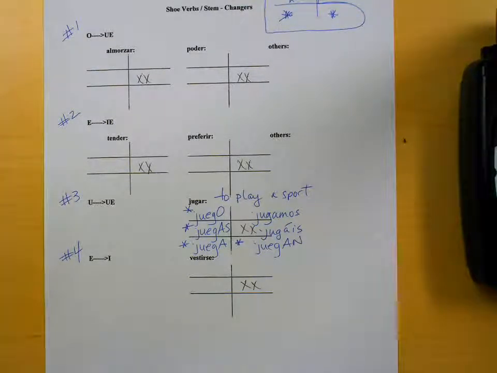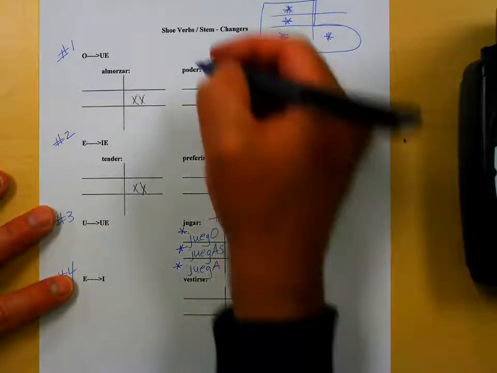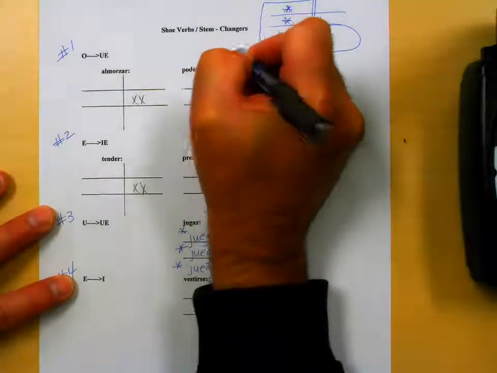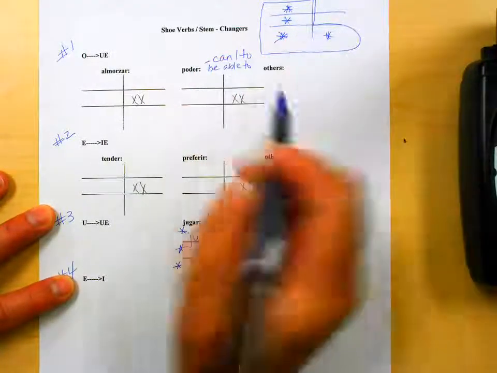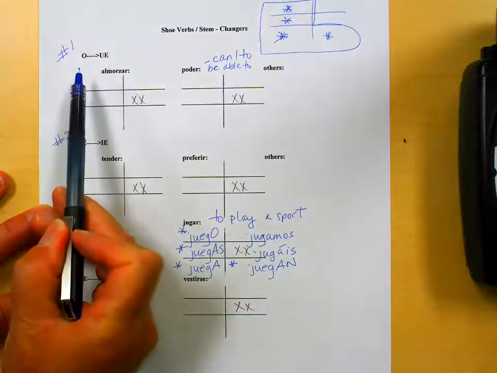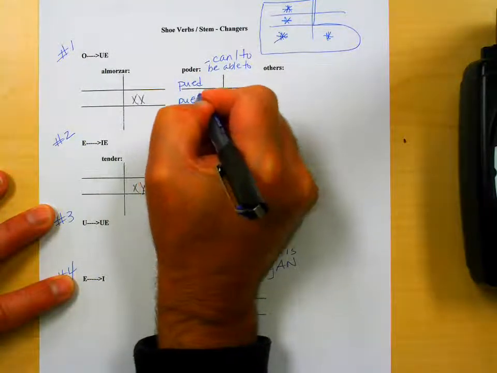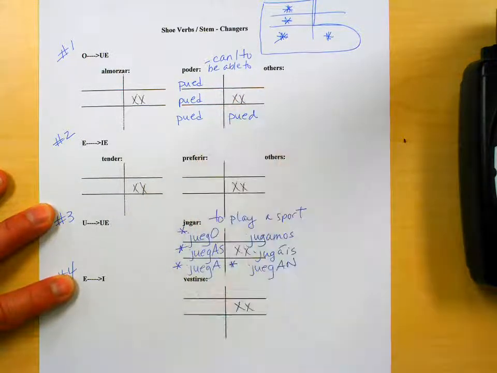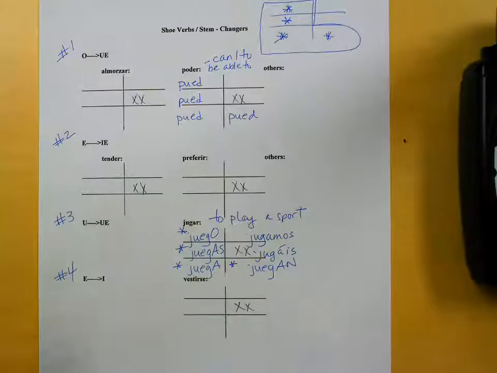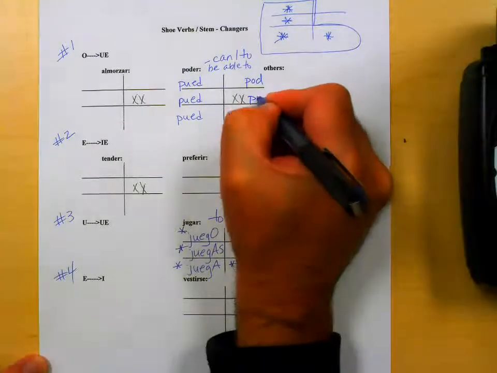So let's jump back up to the top and let's do poder. You probably remember poder from Spanish 2. This is the verb can or to be able to. And it tells you here that it's an O to UE, so the stem is going to change from O to UE in these boxes. Remember, it makes a shoe. We can call them stem changers or shoe verbs. Here, though, in nosotros and vosotros, it's not going to change.